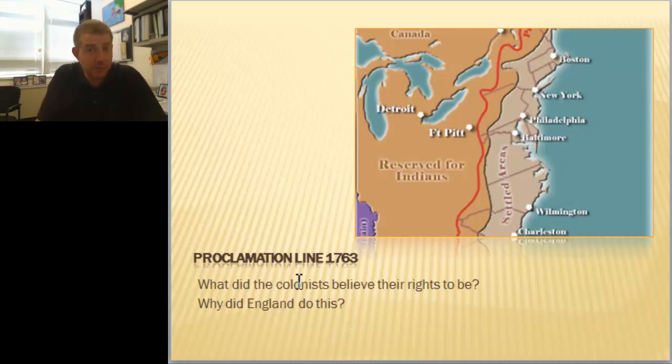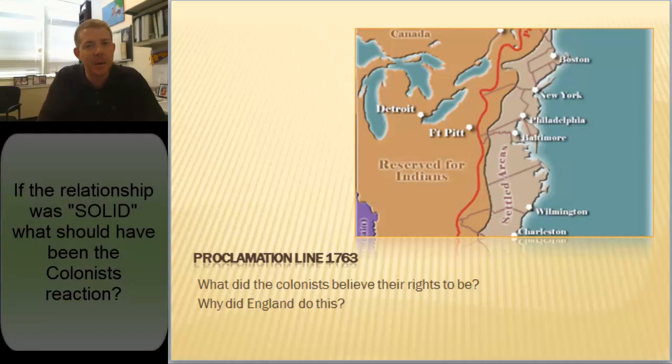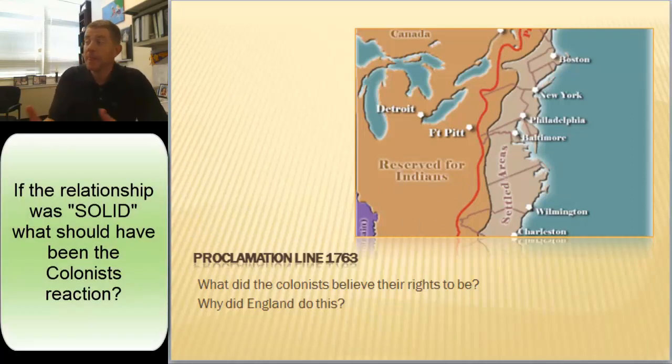So what did the colonists believe was their right? To move west. Why did England do what they do? Well, because they couldn't afford to protect them. So what England does is they draw a line on the map, you see this red line, and they tell the colonists, until further notice, you may not go west. If you're thinking in terms of mercantilism and the empire, you should think, okay, that's what's in the best interest of the empire. But we know the colonists are angry by this because they are thinking about themselves.